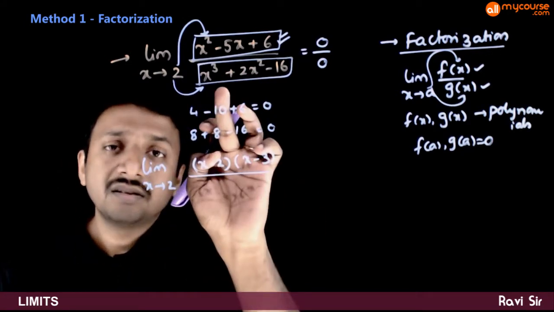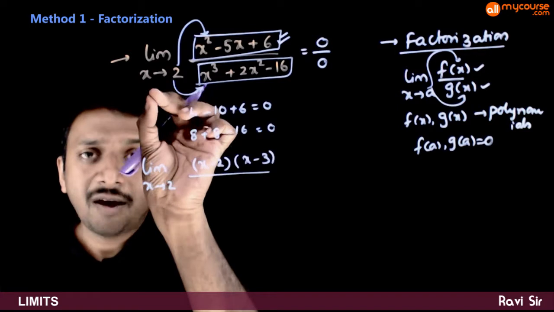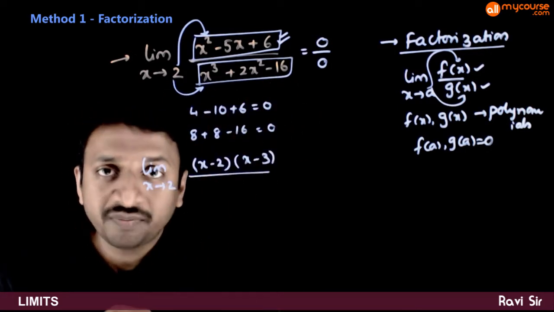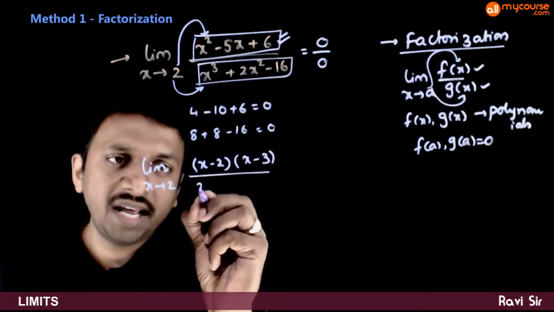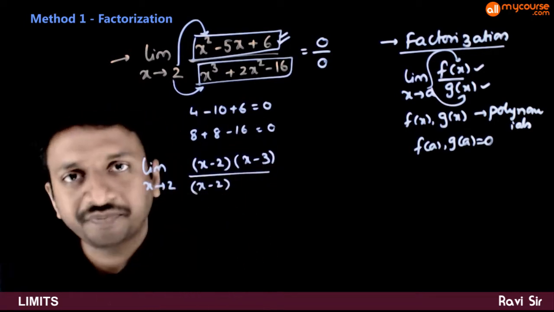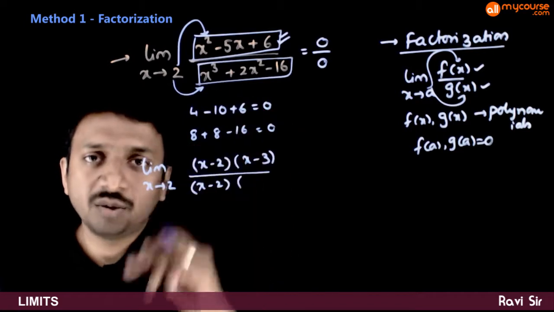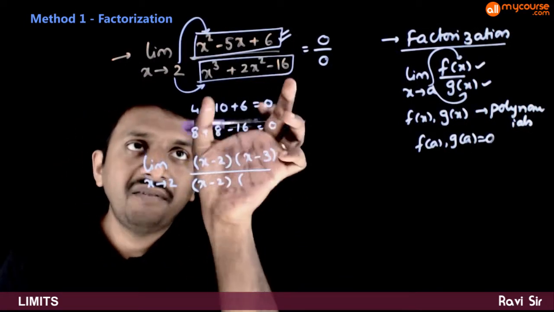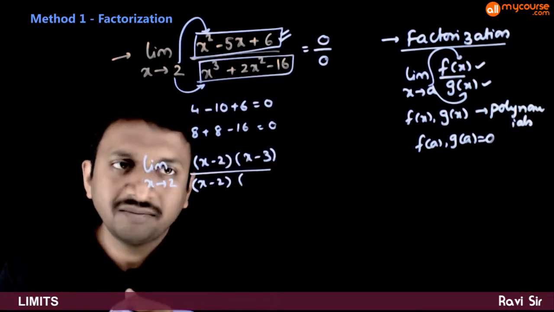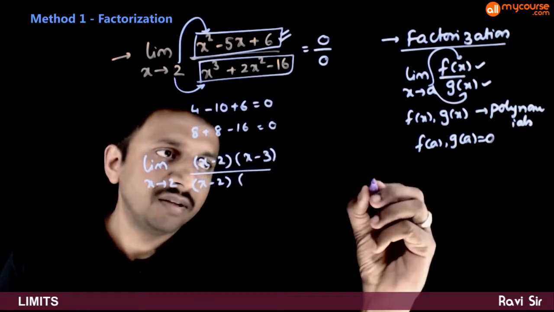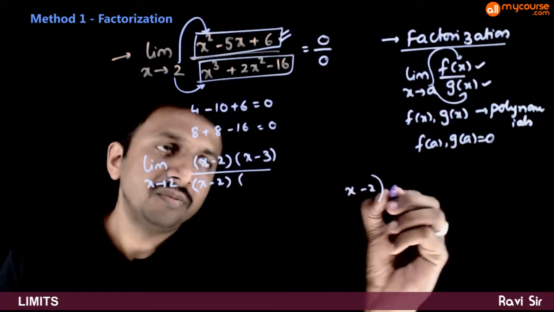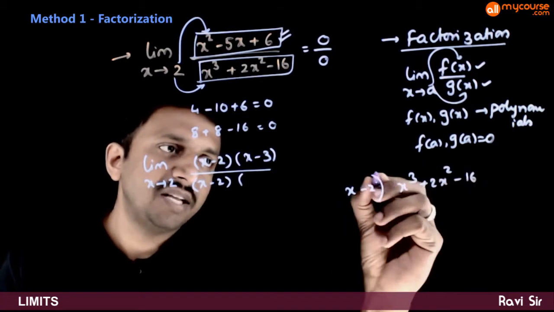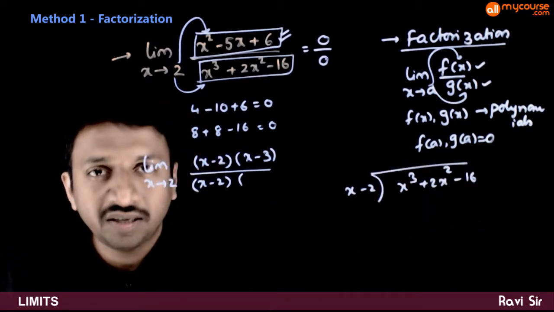Next, again here also on substitution of x is equal to 2, this expression is also becoming 0. That means from this also you can take an x minus 2 as common. So if you take an x minus 2 common, what is left out? That can be found by dividing this with x minus 2, right? We just need to find the quotient. So x minus 2 into x cube plus 2x square minus 16. I hope you know how to do the division.